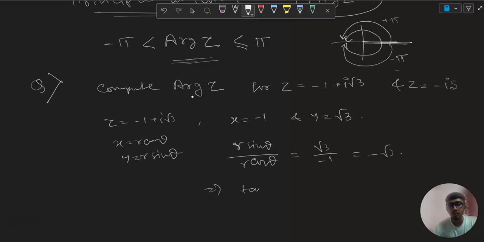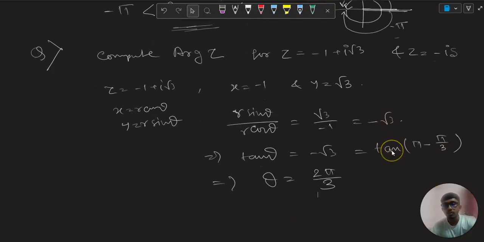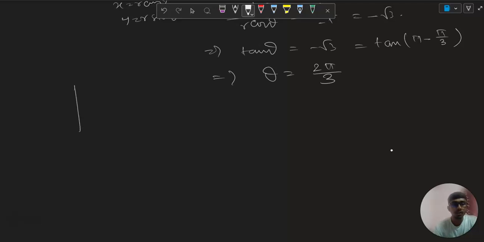So we get tan theta equal to minus root 3. Basically this minus root 3 is nothing but the tan of pi minus pi by 3. So we get that theta equal to 2 pi by 3. So we see that here theta equal to 2 pi by 3 is the principal argument. Over there theta could be some angle, and this is 2 pi by 3.